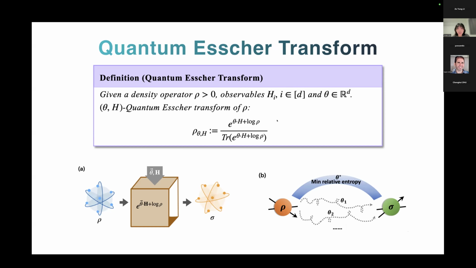But it's a bit different between this quantum Esscher transform and the solution to the constraint minimal validity entropy problem. You can see from the second figure here, there are many paths that can be used to transform the rho to sigma, like theta 1, theta 2, and also theta star here. All these are called the quantum Esscher transform. But one among these, which is the theta star path, if you choose the parameter as theta star, then you can use it to find the solution to the constraint minimal validity entropy problem.